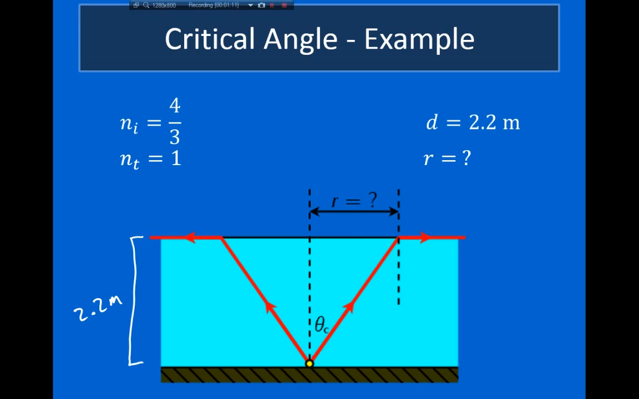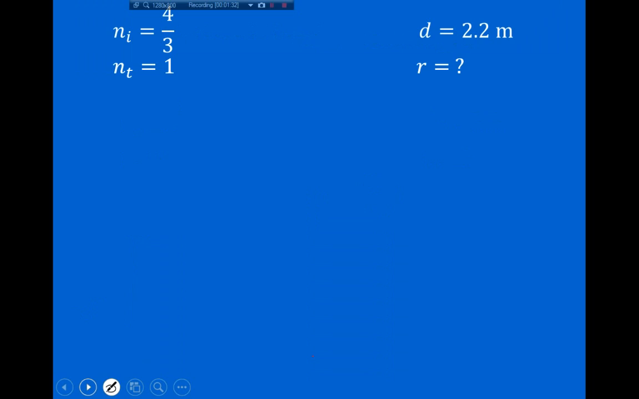So the basic idea is that we can use the formula for calculating the critical angle, and then once we know the critical angle, we can use this triangle right here to calculate this distance, r. So the idea is that we know that this length is 2.2 meters, and we're trying to get the length of the triangle that's opposite this critical angle. So we can use tangent of theta to find this distance, r.